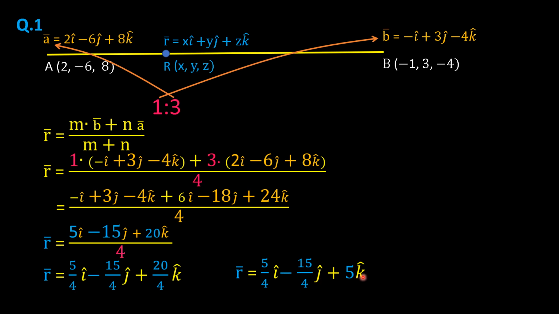So from this position vector, we get the coordinates of this point R, which will be 5 by 4, minus 15 by 4 and 5.